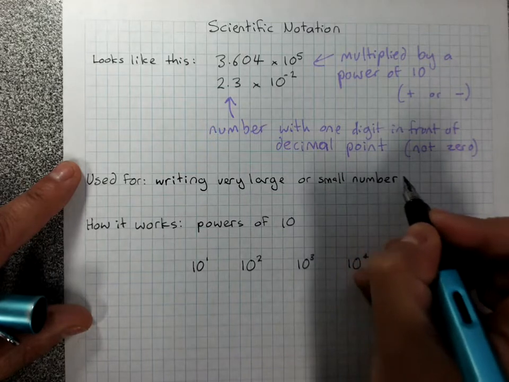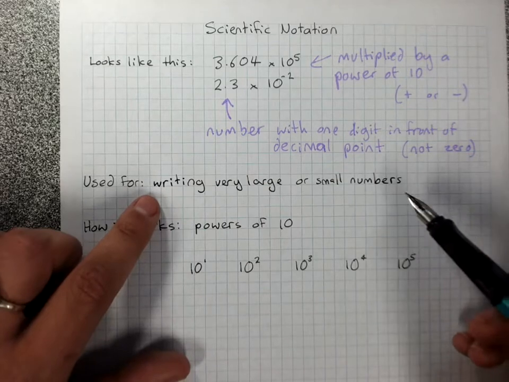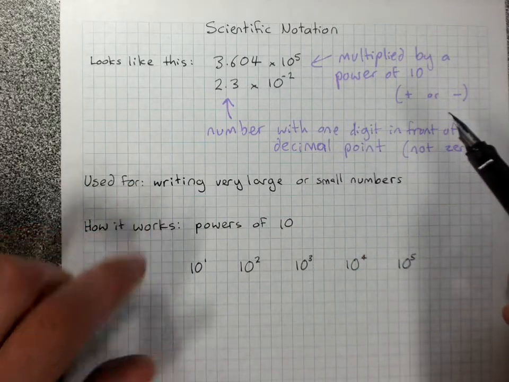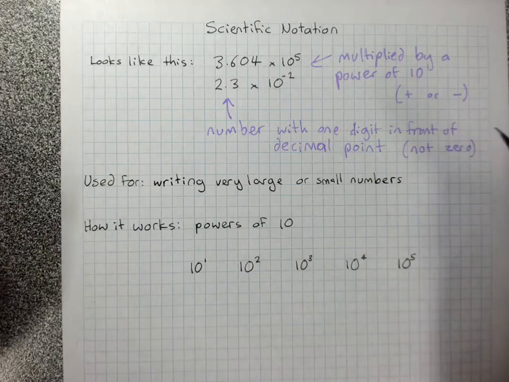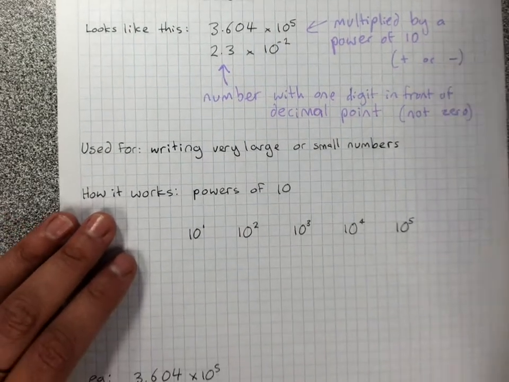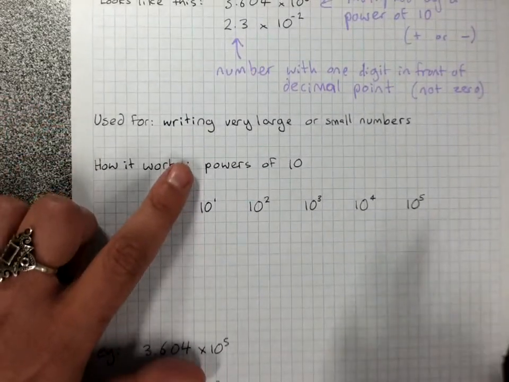And we do that partly so it fits on a calculator more easily, and partly because it's easier to make sure we don't miss a zero, so we don't accidentally put an extra zero in or leave a zero out, because that would be quite bad. So how it works is it's based on powers of 10.